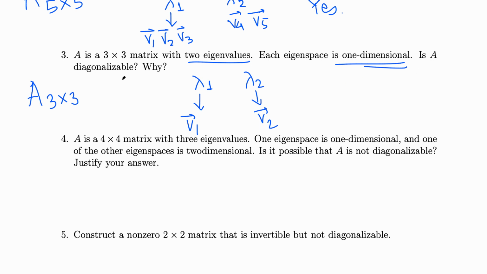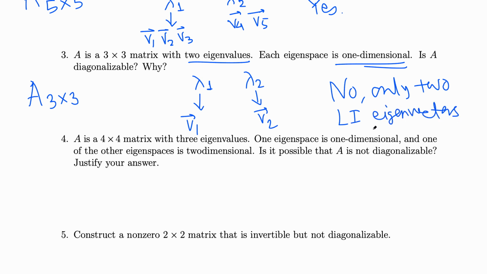Is A diagonalizable? Let's check. So it's a 3 by 3, so we need 3 linearly independent eigenvectors. But how many linearly independent eigenvectors are here? Only 2. So no. Only 2 linearly independent eigenvectors, while we need 3 for A to be diagonalizable by a theorem.